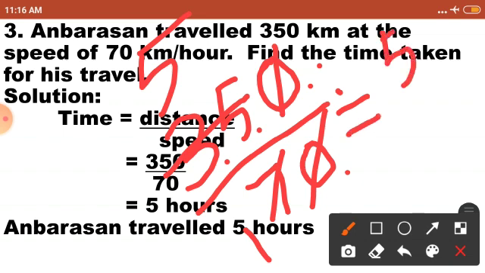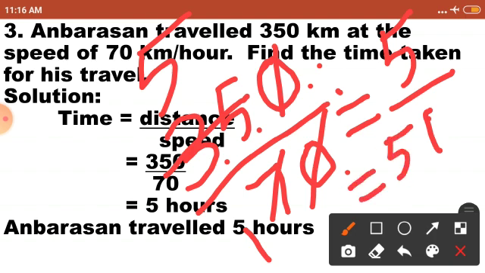So now what you got? Numerator's place you got 5 divided by denominator's place you got 1. So 5 divided by 1 means actually 5. So this is actually time, so we need to put the unit, that is hours. So Anbarasan travelled 5 hours.